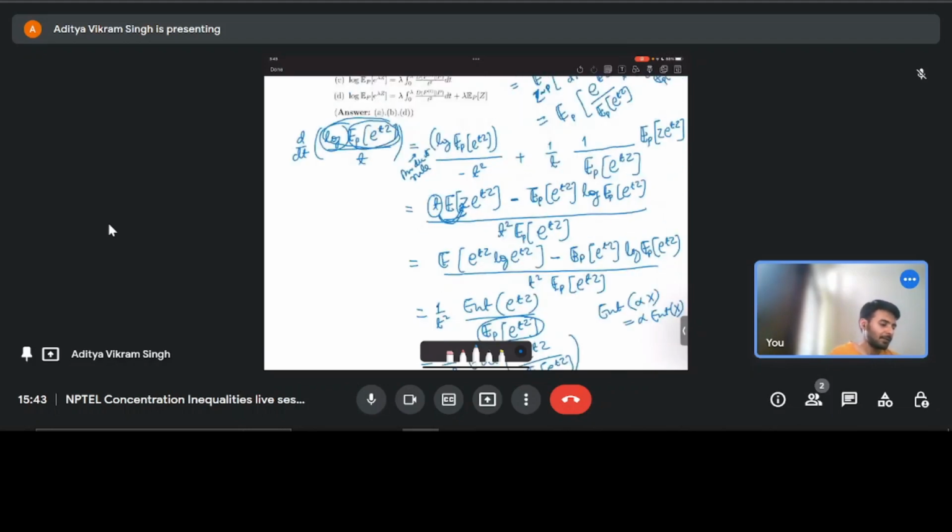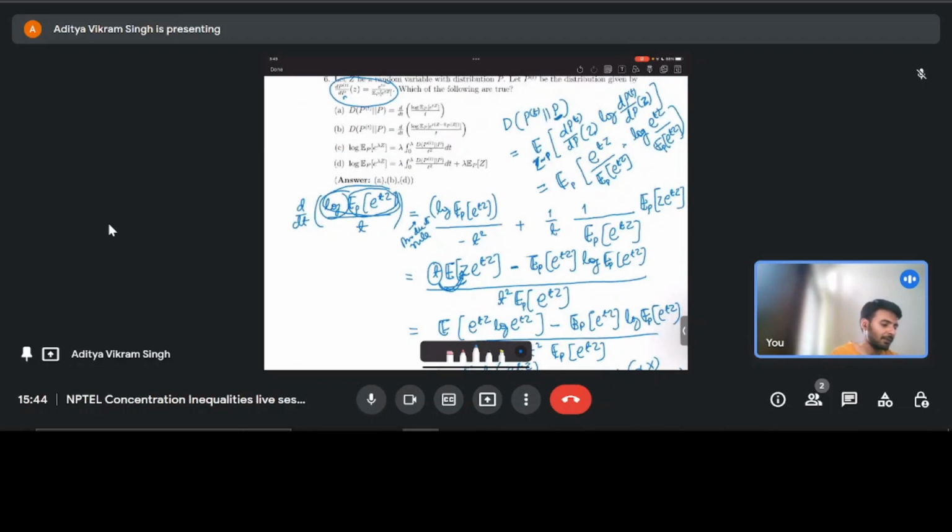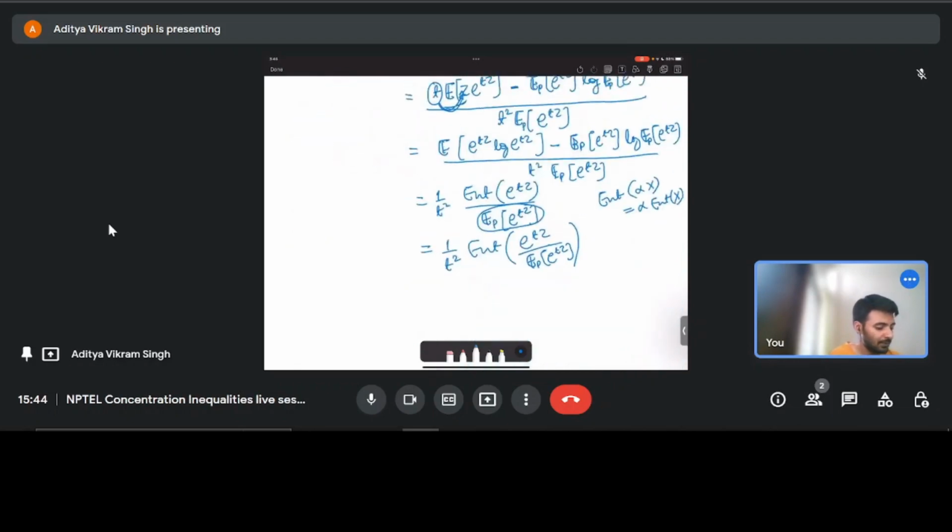Okay. Now I think this was done in the lecture, and you can verify that this turns out to be just the KL divergence between P_t and P, where P_t is defined using this expression as the Radon-Nikodym derivative. Okay, so what we have is that this derivative is basically 1 by t square times KL(P_t || P). Okay, let's see the answers.